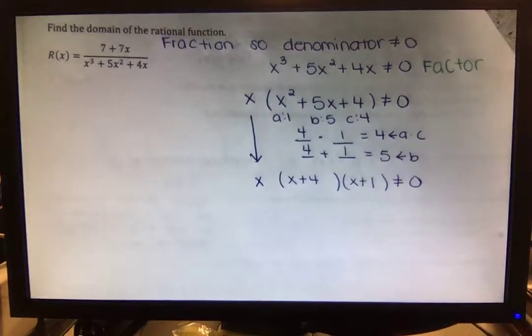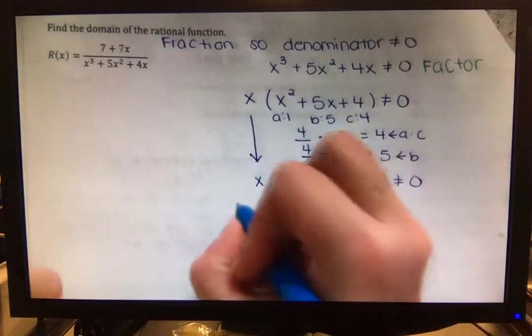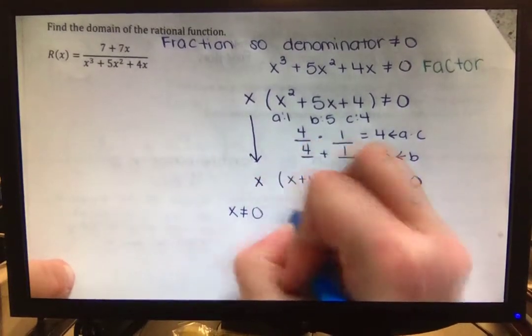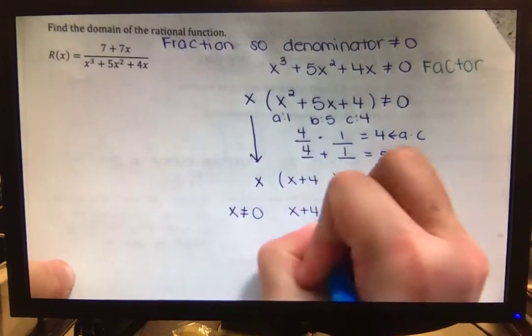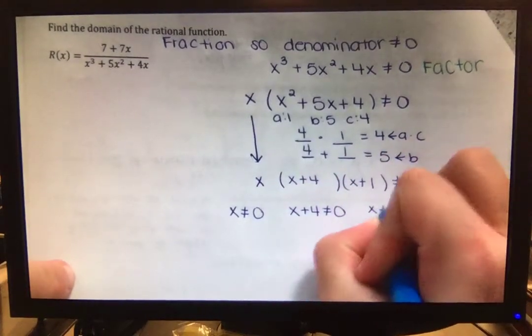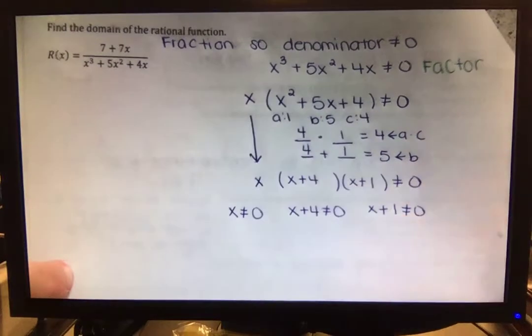We have it in factored form. How do we solve each one? Set each one not equal to 0. So x cannot equal 0, x plus 4 cannot equal 0, x plus 1 cannot equal 0.